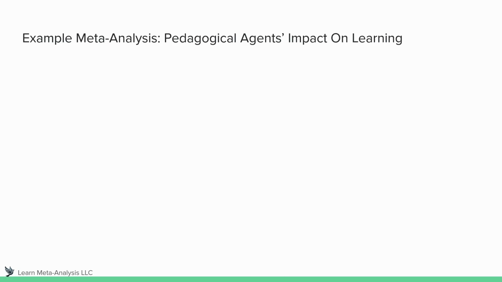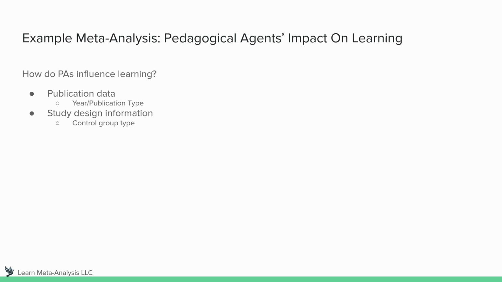Okay, so now let's look at a meta-analysis example, right? So same general idea, pedagogical agents' impact on learning. And our research question here, overarching question, is going to be how do they actually influence learning? Again, we're going to have some publication data as background data to help describe our sample. Again, we're going to record study design information, but this time it's going to be slightly different, right?